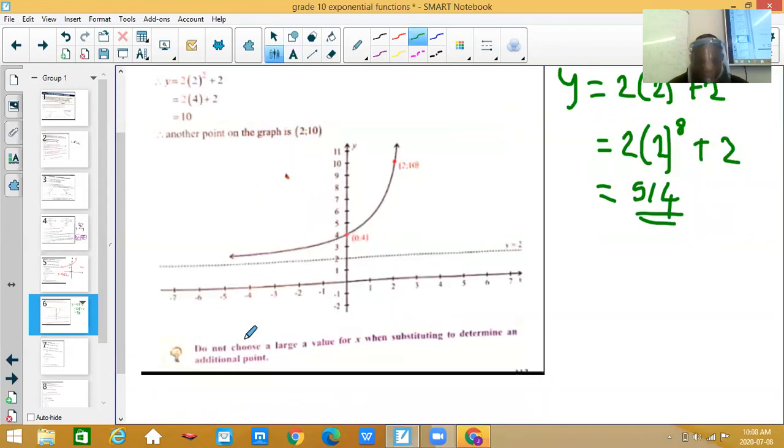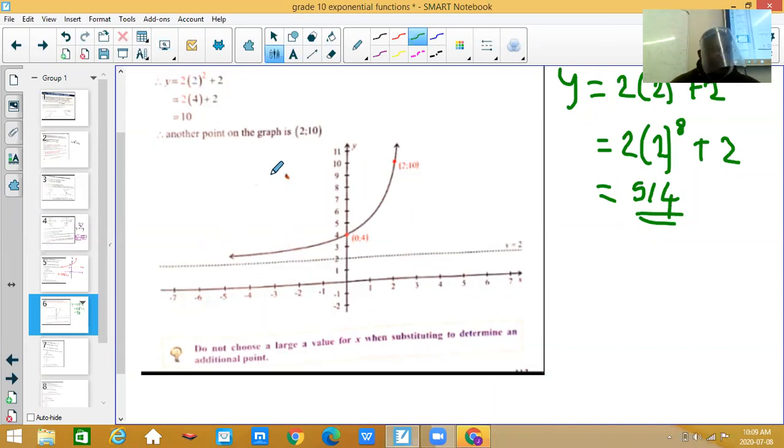Right. Do not choose a large value of x, like you choose 8, 10, 15, 100. Don't choose a large number to determine the additional point. Choose a relatively small number, not a very big number, right? In the second quadrant here.